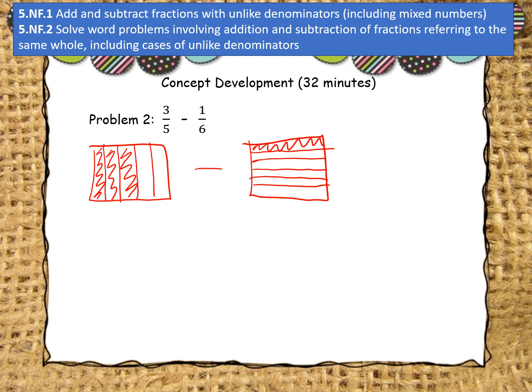All right, so just like before, we need to split these apart so we have a common denominator. So let's split this into sixths. 1, 2, 3, 4, 5, 6. Perfect. Over here we want fifths. 1, 2, 3, 4, 5. Good. Then we just need to write the fractions down the bottom.